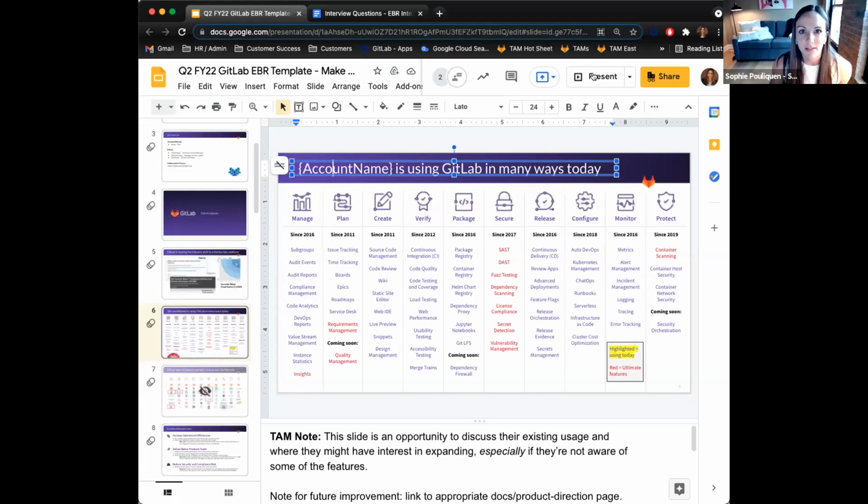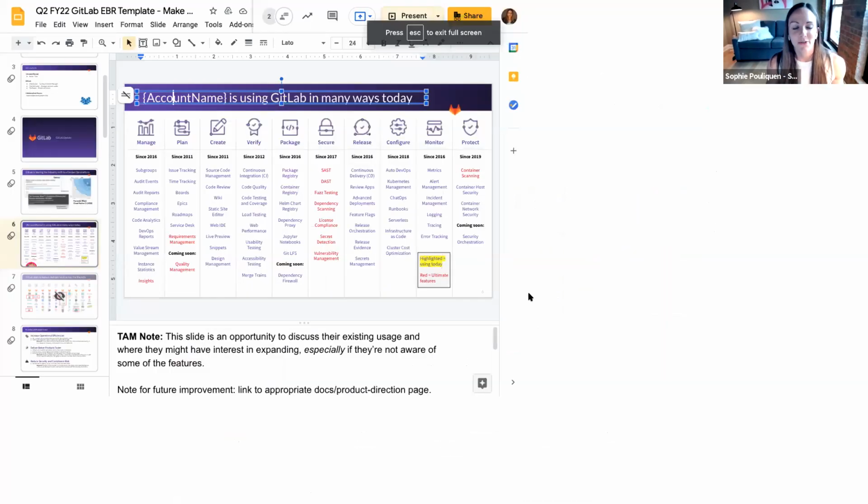One of the slides that I find to be the most powerful during this discussion is slide 6 that lays out all of the different stages of GitLab. And should I share my screen? I should probably share my screen. I'll do that. This slide shows all of the different stages of GitLab.